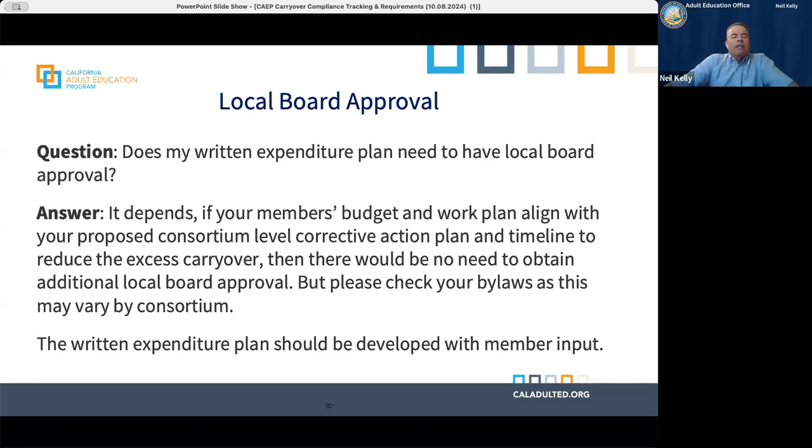So when you're working on your budget and work plan, you're getting your consortia certification by the end of October. That could align with your corrective action plan as well. So take a look at that. Take a look at your bylaws to see whether you need additional approval, whether you can use that approval for a budget work plan as your local board approval. But just keep in mind the written expenditure plan must be developed with member input, because they're going to be certifying that once it's submitted. So all members have to certify that before it's submitted to the state.